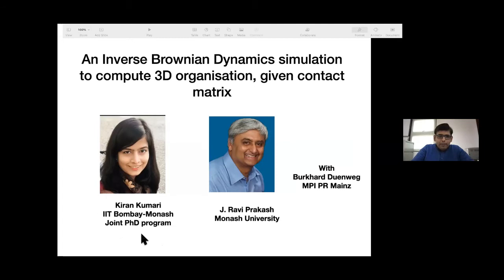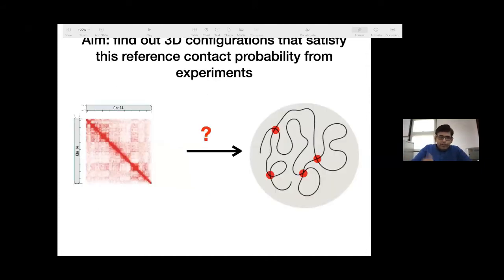And this is the work done by Kiran Kumari in the lab as a PhD student, working with Professor Ravi Prakash at Monash University. Kiran is a joint PhD student in the IIT Bombay Monash joint PhD program. And we developed this in collaboration with Burkhard Dunweg from MPI. So we developed an inverse Brownian dynamics simulation to compute 3D organization from a given contact matrix. So basically, again, our aim is to start from this given experimental data and find out the 3D organization.